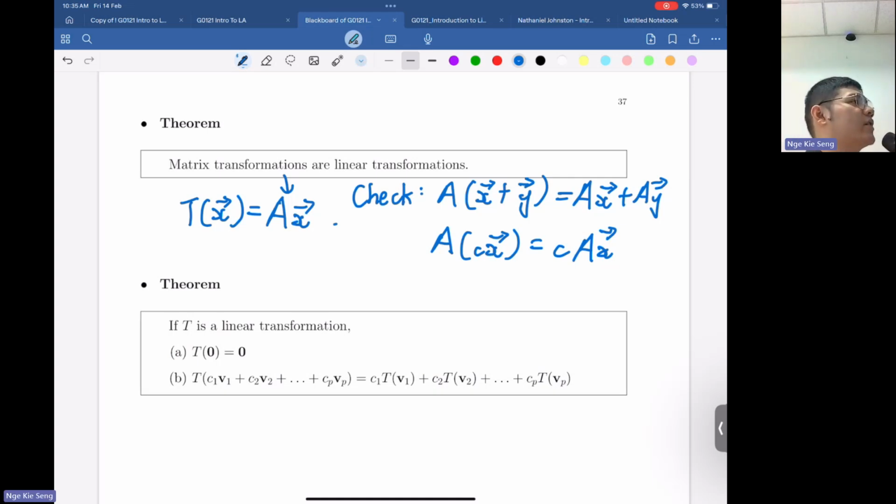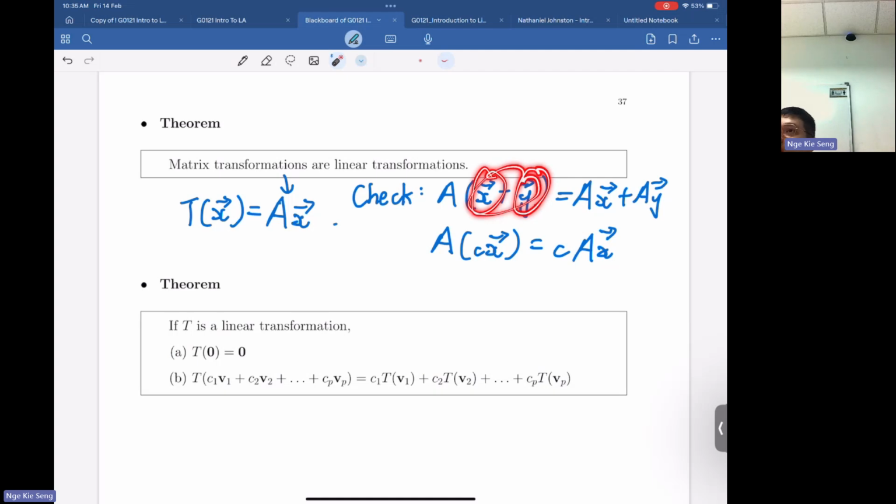I think I showed you the R2 case last time, with two numbers only. But in general, it's also true for Rn to Rm. Can you imagine or not? At least imagine. If you cannot write, at least you can imagine it. If you have two vectors here, you can add them into one vector, and then you do the matrix multiplication, and then you split it up. Or you multiply c to every term in your vector first, and then you do the matrix multiplication, and then you pull out the c.